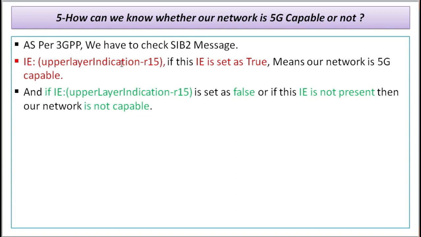If this IE, upper layer indication release 15, is set to true, it means our network is 5G capable. If it is set to false, or if this IE is not present, then our network is not 5G capable.